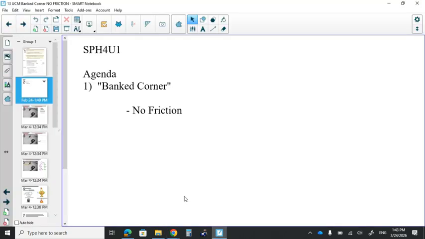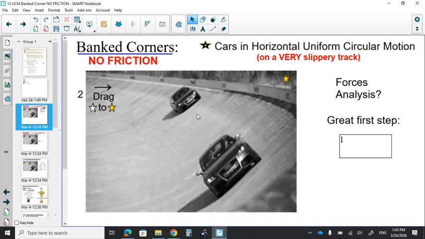All right, the banked corner question. Okay, so uniform circular motion, driving on a banked corner. So you want to visualize this kind of thing.